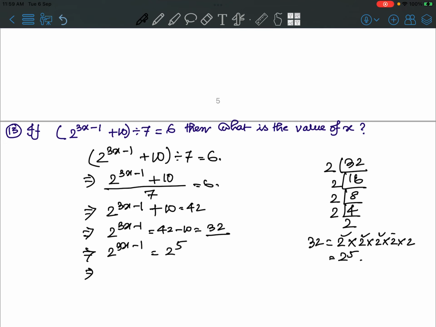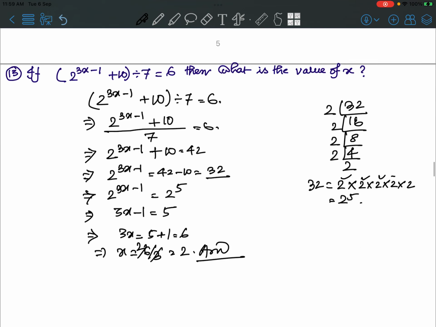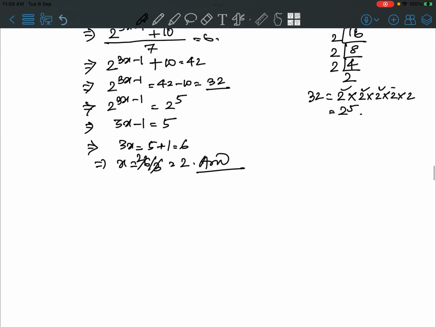As the base is equal on the right hand side and the left hand side of the equals sign, we can write the powers as equal. 3x minus 1 equals 5. Then 3x equals 5 plus 1 equals 6. Then x equals 6 by 3. After reduction we will get the final answer, which is 2.